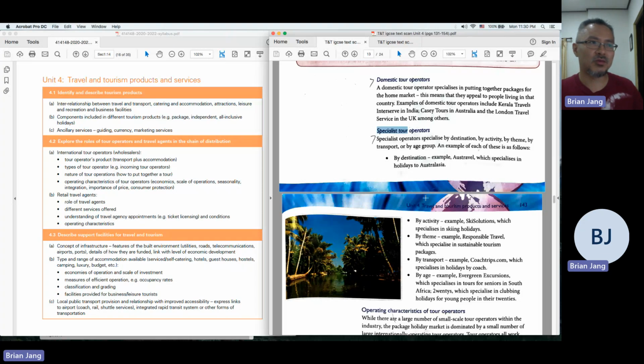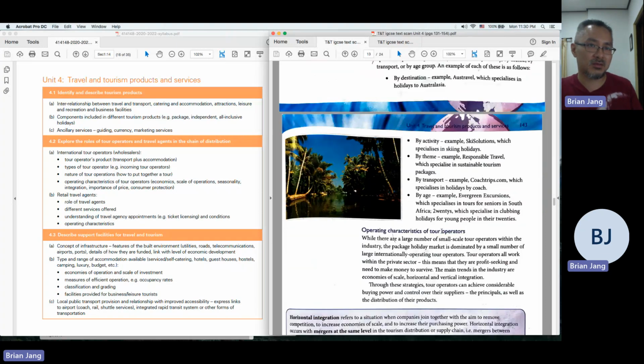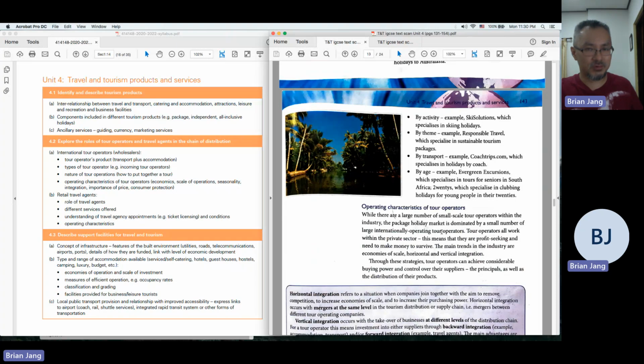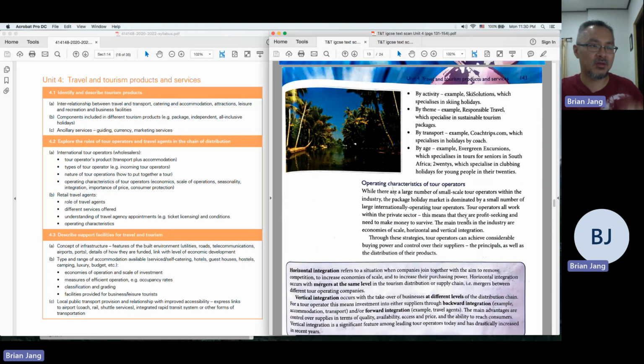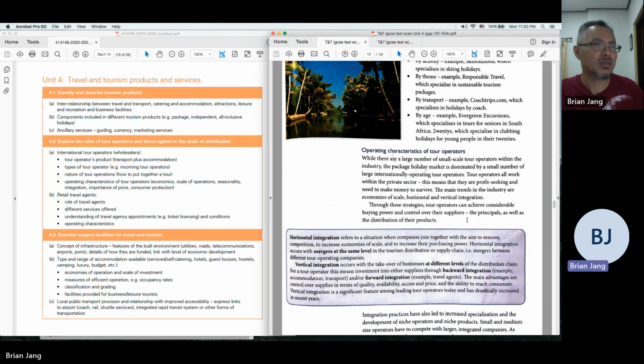Okay. But usually specialist tour operators, since they're more specific, customers are going to be getting exactly what they want. And maybe, since it's more focused, it might be more expensive because it's specialized. So you should be paying more for something that you will enjoy more than a traditional tour package.